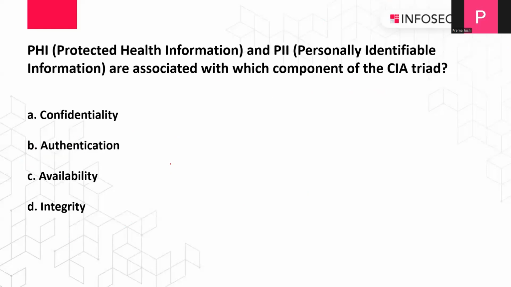Now we have another question, and here we have to discuss the CIA pillars of security. It says PHI, protected health information, and PII, personally identifiable information, are associated with which component of the CIA Triad. So what is the CIA Triad? It's confidentiality, integrity, and availability.